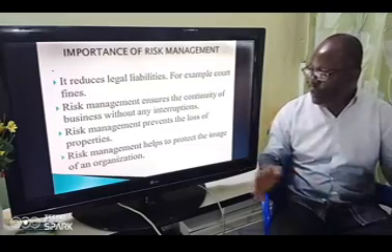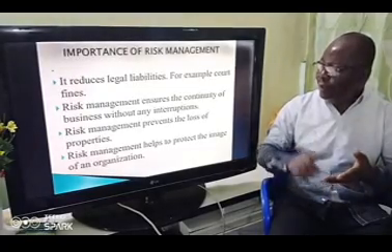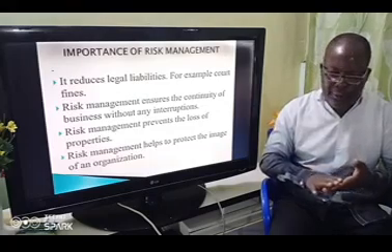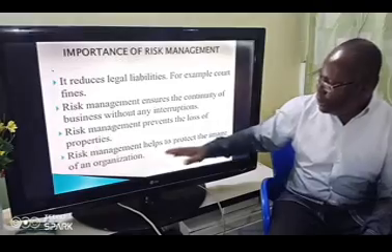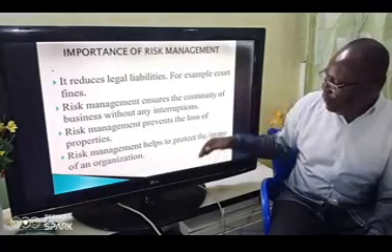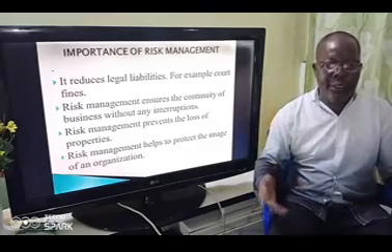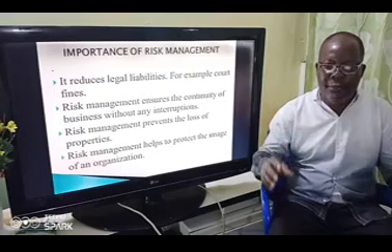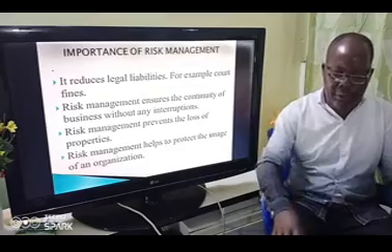When all your business resources, namely man, machine, materials, and money are properly managed, there's no tendency that you're going to lose your properties. Then last but not least is risk management helps to protect the image of an organization. A company or organization that has tried for long years has a reputation because they manage their risks very, very well.